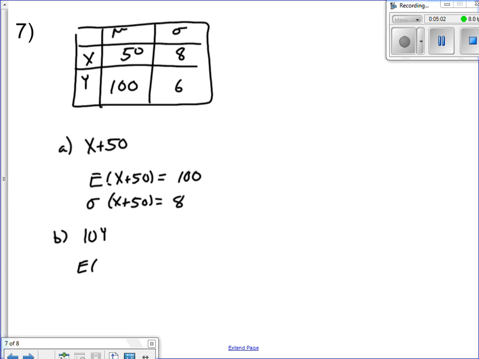So when we multiply, you multiply the mean, and this time, with standard deviation, we're not combining any random variables, we're just multiplying everything in a set by 10, so the standard deviation gets multiplied by 10.